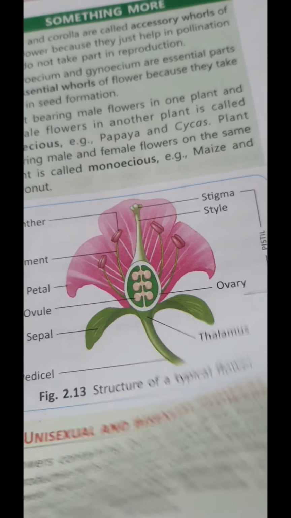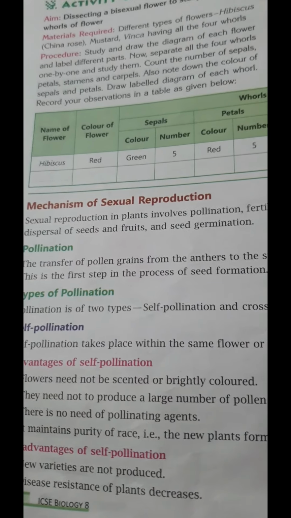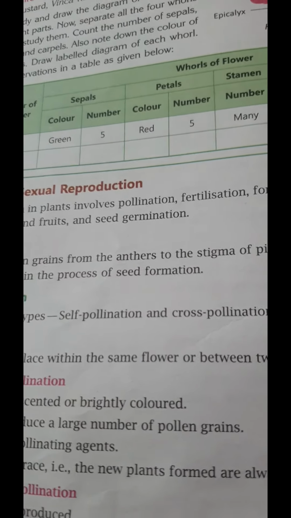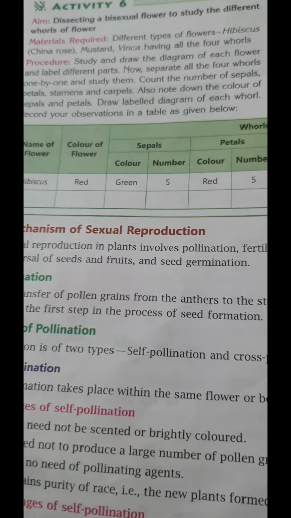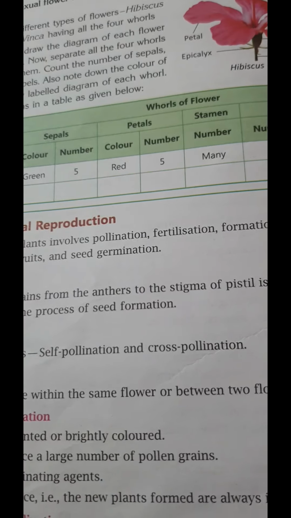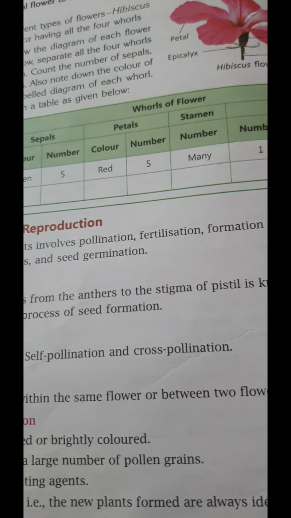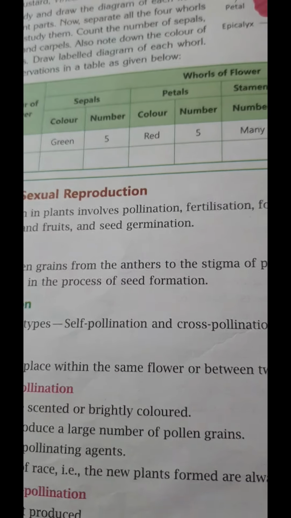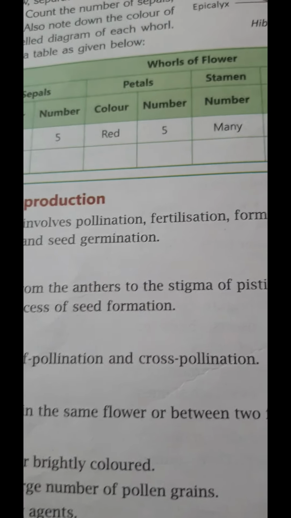Now we are moving towards the second main topic of this chapter, that is the mechanism of sexual reproduction. How does sexual reproduction take place in the flower? Mechanism means the process. This process involves pollination, fertilization, formation of fruits and seeds, dispersal of seeds and fruits, and lastly seed germination. This helps a new plant to grow from its parent plant.